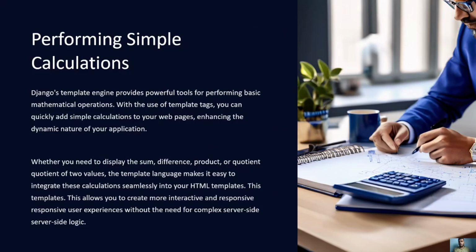Performing simple calculations. The Django template engine provides powerful tools for performing basic mathematical operations with the use of template tags. You can quickly add simple calculations to your web pages, enhancing the dynamic nature of your application. Whether you need to display the sum, difference, product or quotient of two values, the template language makes it easy to integrate these calculations seamlessly into your HTML templates. These tags allow you to create more interactive and responsive user experiences without the need for complex server-side logic.